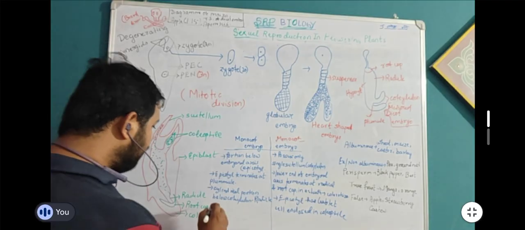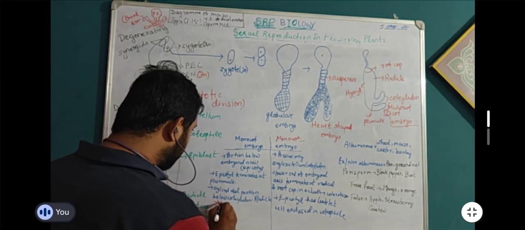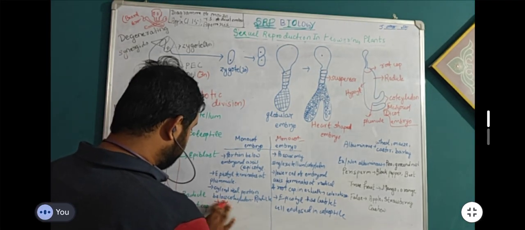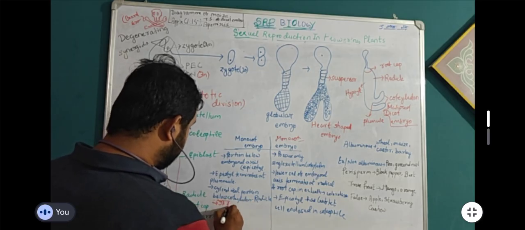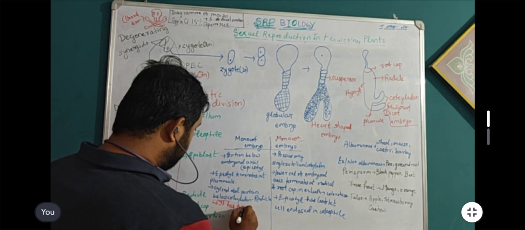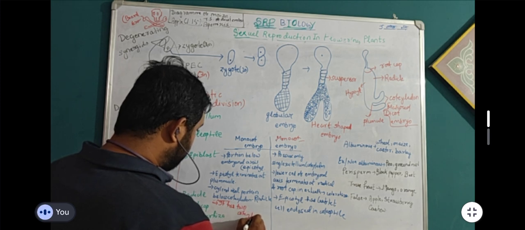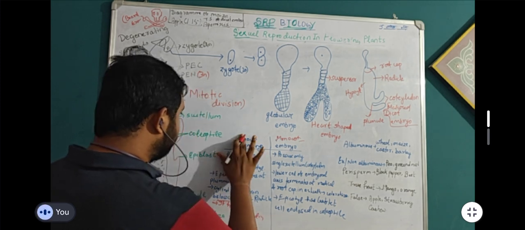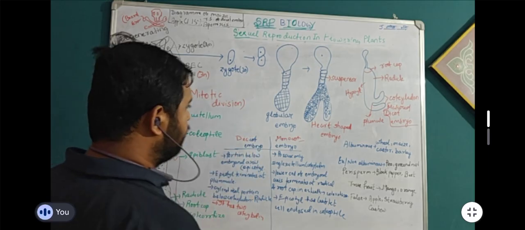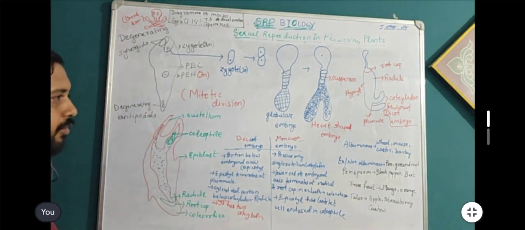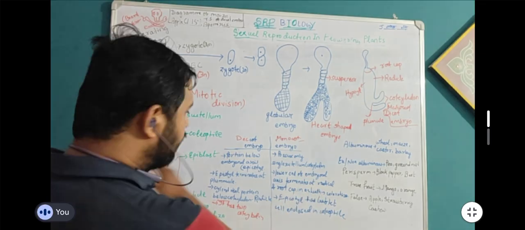One point I missed: why it is called a dicot embryo, because it has two cotyledons. Okay, you already know these things about cotyledons. This is the dicot embryo. Okay, fine. So now let us come to the monocot embryo.